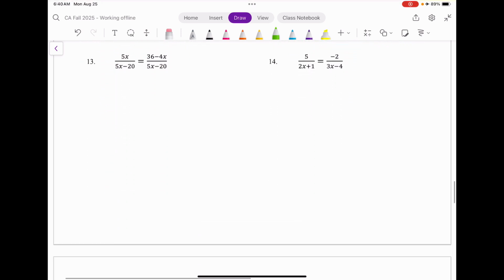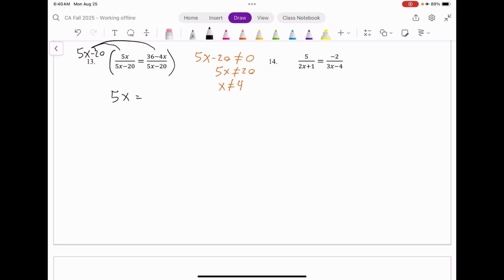All right, 13. We're looking at the denominator first. 5x minus 20 cannot equal 0, right? All right, so we're going to solve this. So add 20. So x cannot equal 4. All right, so we're going to solve this equation by multiplying everything by 5x minus 20. All right, so that'll cancel everything, right? Just leaving the numerators. All right, so let's see. Okay, we'll add 4x to both sides.